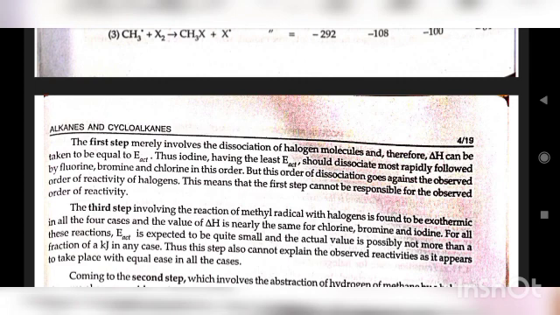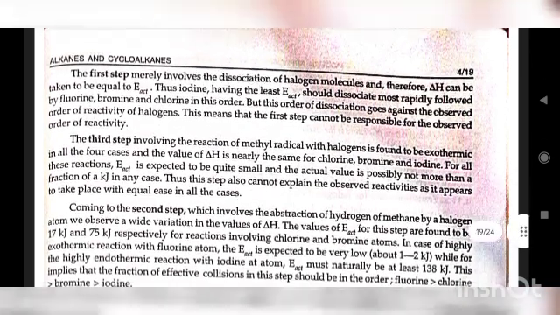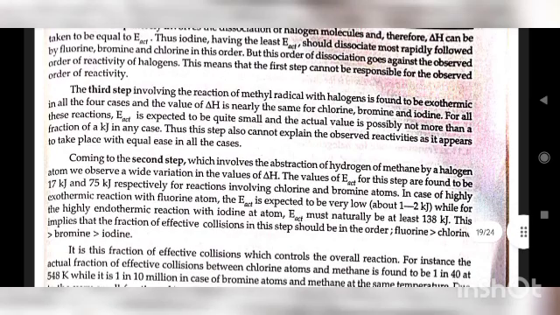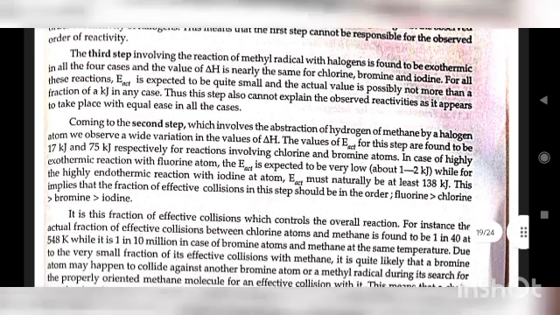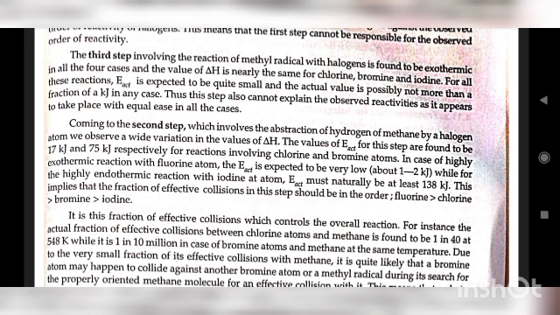The third step, involving the reaction of methyl radicals with halogen, is found to be exothermic in all the four cases, and the value of delta H is nearly the same for chlorine, bromine, and iodine. For all these reactions, E activation is expected to be quite small, and the actual value is possibly not more than a fraction of a kilojoule in any case. Thus, this step also cannot explain the observed reactivities as it appears to take place with equal ease in all the cases.